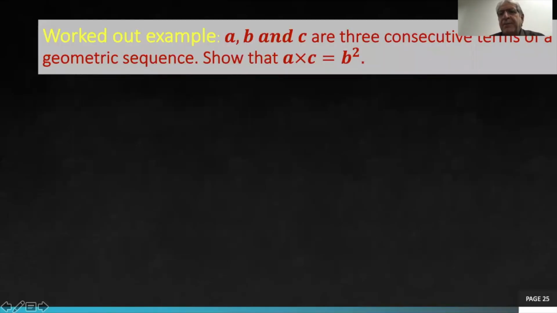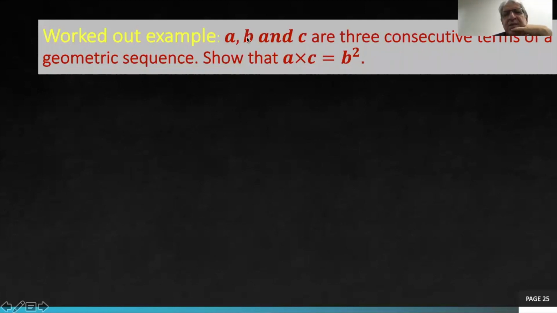Now, there's one example here. It says that a, b, and c are 3 consecutive terms of a geometric sequence. Show that a times c is equal to b squared. Now, there are different ways of solving this. You can pause the video and try your own method, and afterwards you can check my answer also. You may use other methods too, but I found doing it this way the easiest.